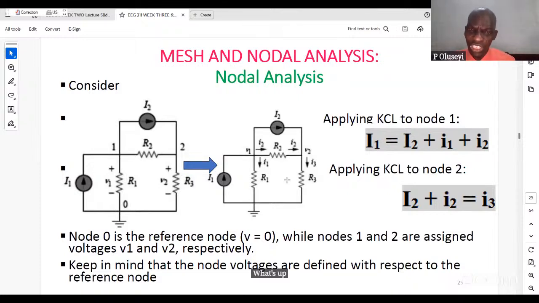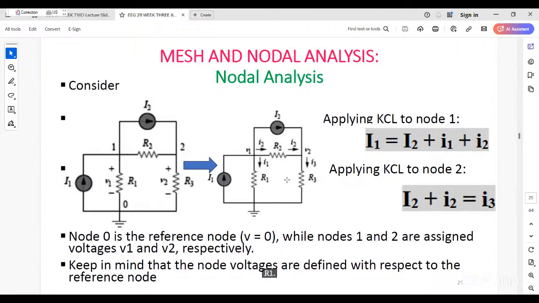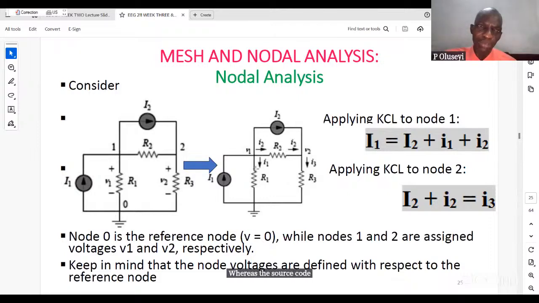On account of this, we say I1 is going out of that node 1, I2 is going out of that node 1, and another i is entering into R2. Another i is entering into R1, whereas this source current, I will remove this guy straight away. It's not supposed to be in my lecture.